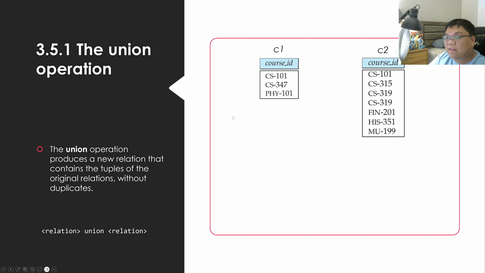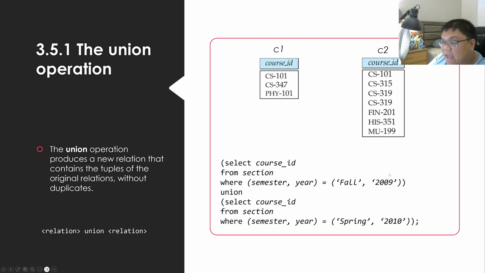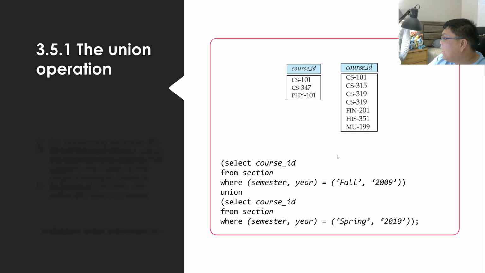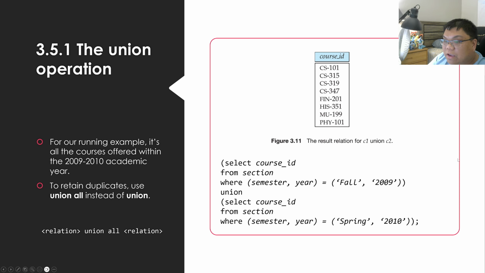Union is basically, if we perform the union between these two sets, we get a new set that contains everything from both sets. Union does not preserve duplicates. So C1 union C2, we can write it as the union of those two separate queries. And now we have C1 union C2. All the courses offered within the 2009-2010 academic year. If we want to retain duplicates, we say union all instead of union.